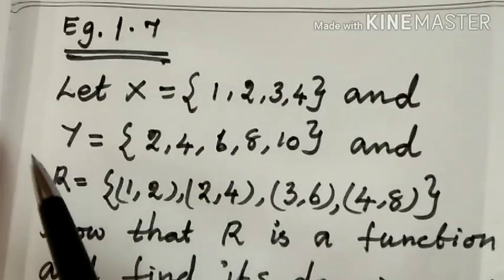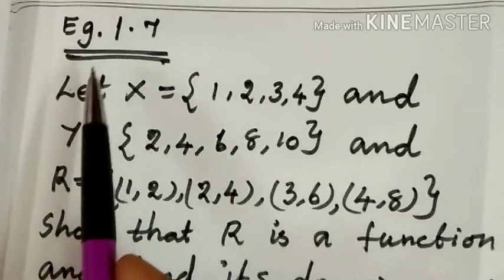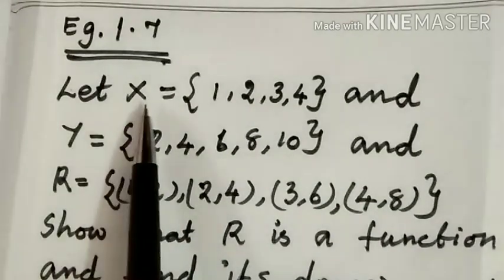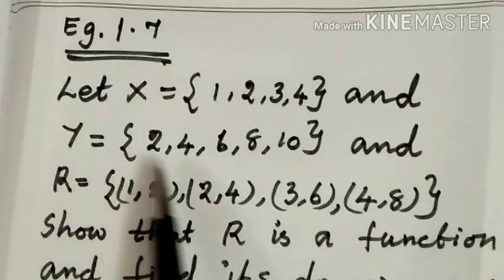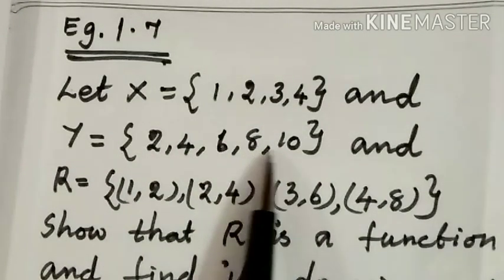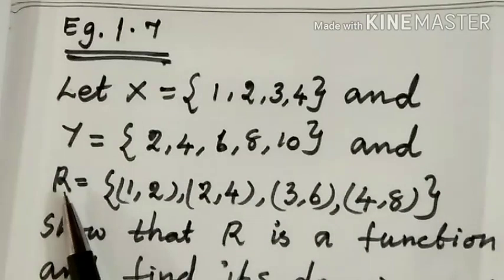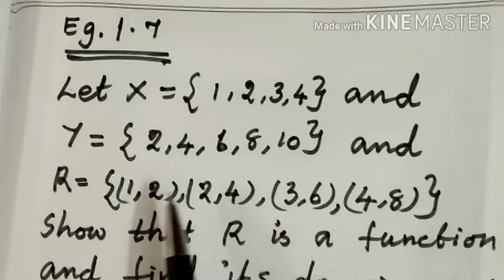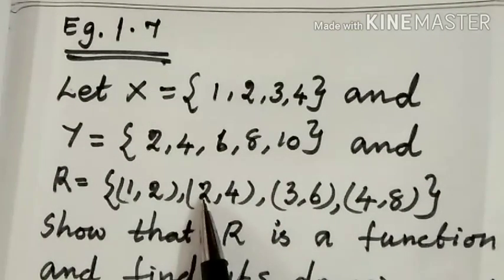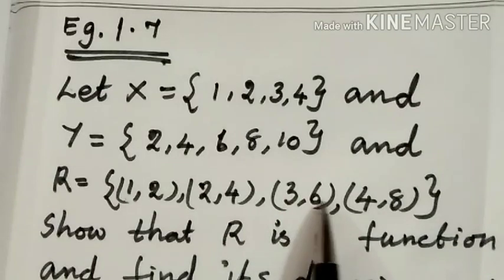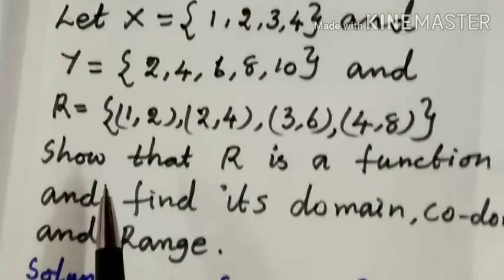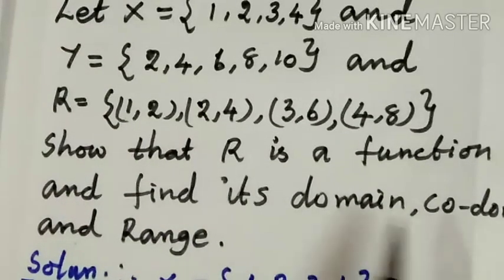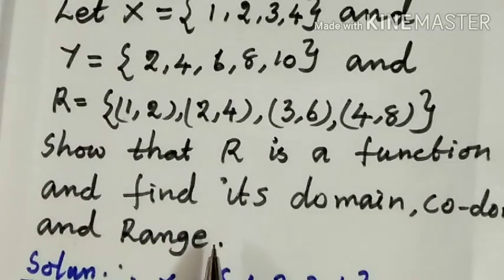Next we move on to the first example. Let X equal to {1, 2, 3, 4} and Y equal to {2, 4, 6, 8, 10} and R equal to {(1, 2), (2, 4), (3, 6), (4, 8)}. Show that R is a function and find its domain, codomain and range.